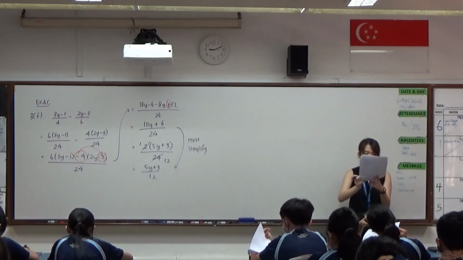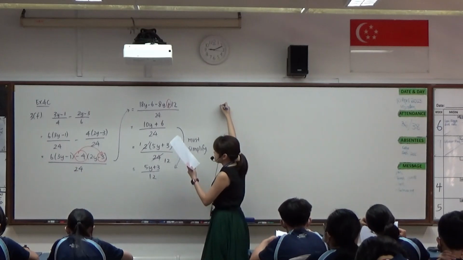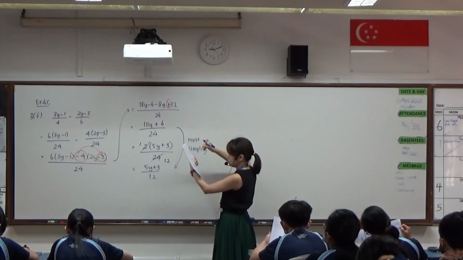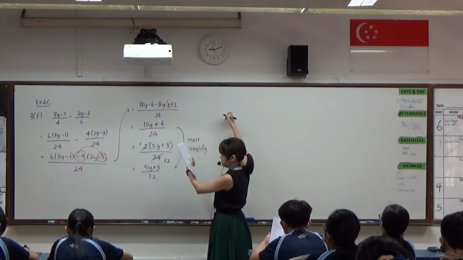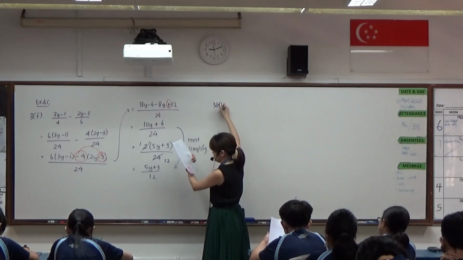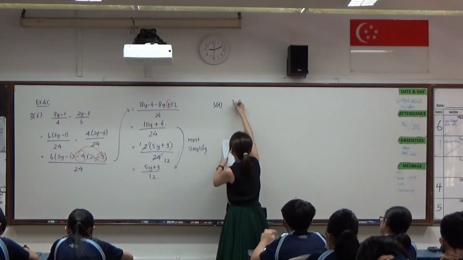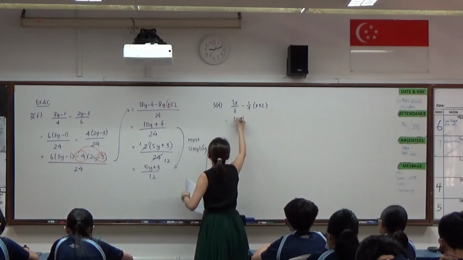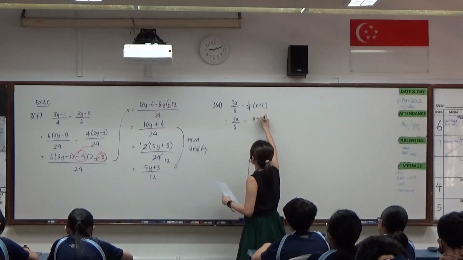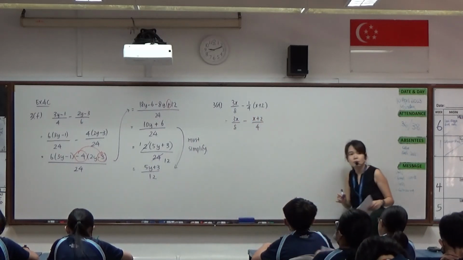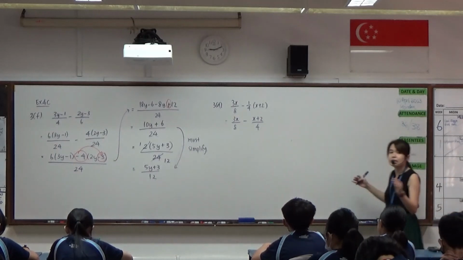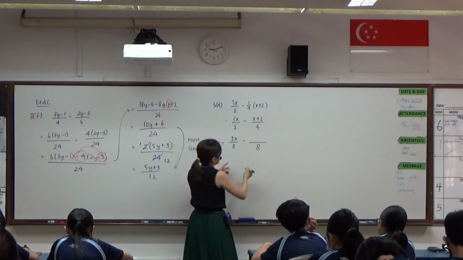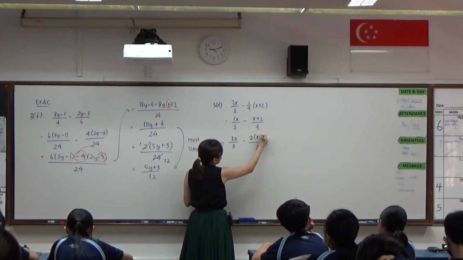So that's one common problem. The other problem is, for example, if I give you 3D, we are given 3x over 8 minus 1 quarter (x plus 2). Most of you can tell me that it is 3x over 8 minus (x plus 2) over 4. Then after that, you want to make it into the same denominator and you choose 8 as the denominator, which is wonderful. Over here on the numerator, you times 2.